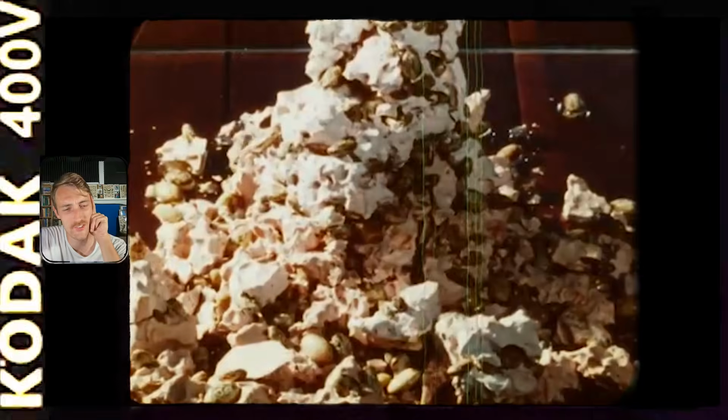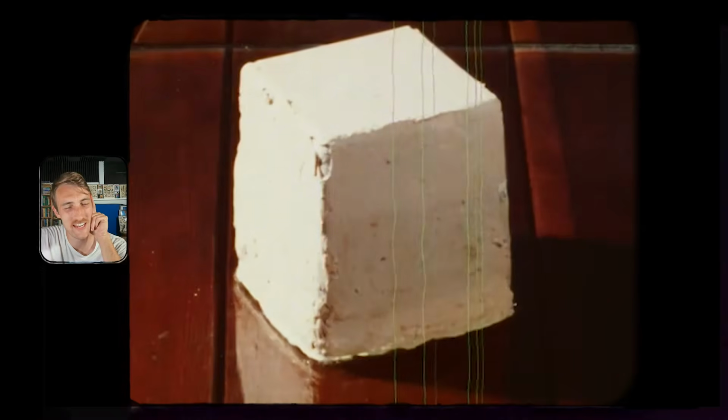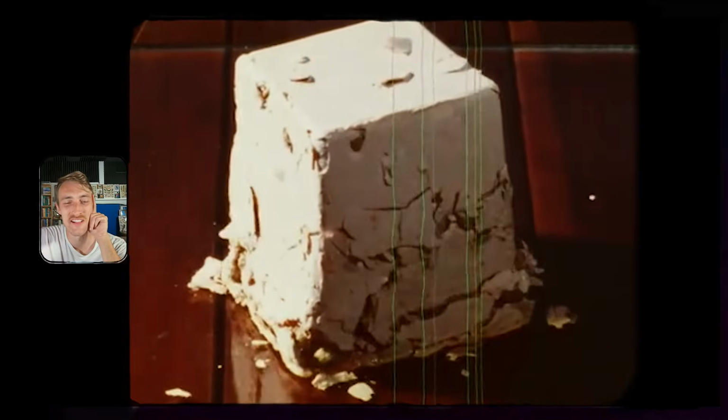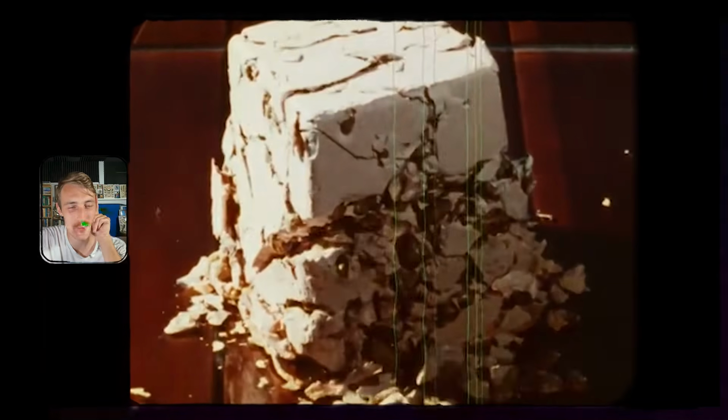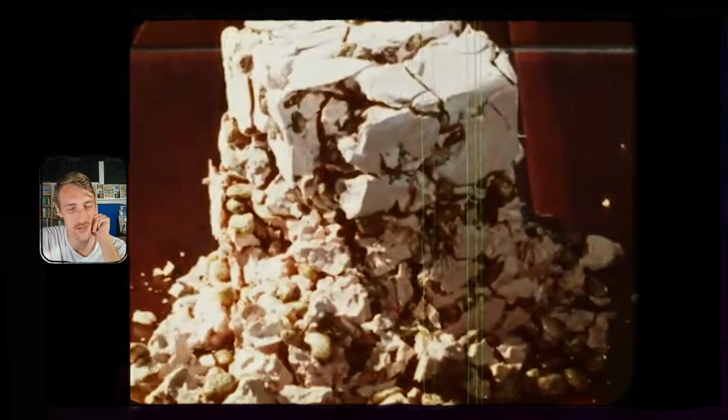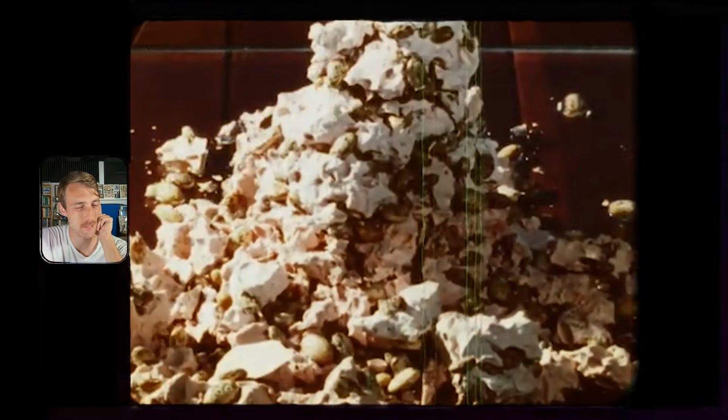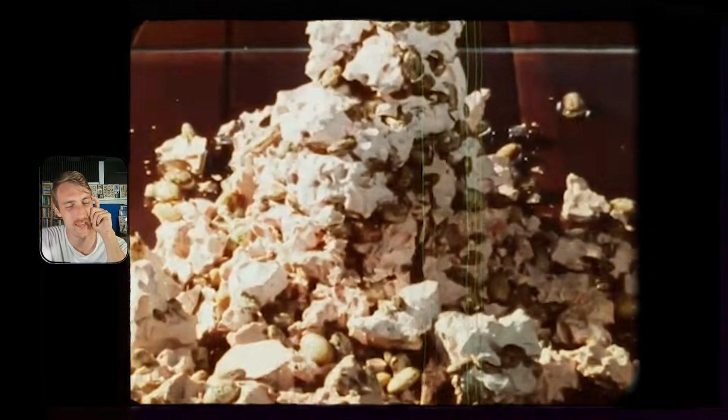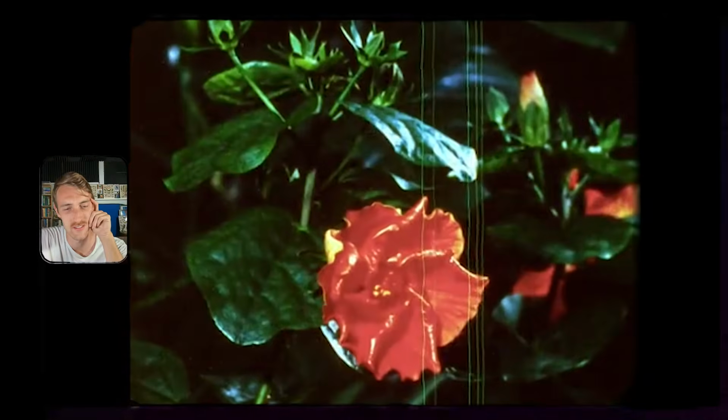Huh, so I guess it just kind of disintegrated? I don't know if that really teaches me much. So were the beans absorbing the water and growing, so they were breaking the plaster open? Was that the point of that? I think it was, but I don't know.